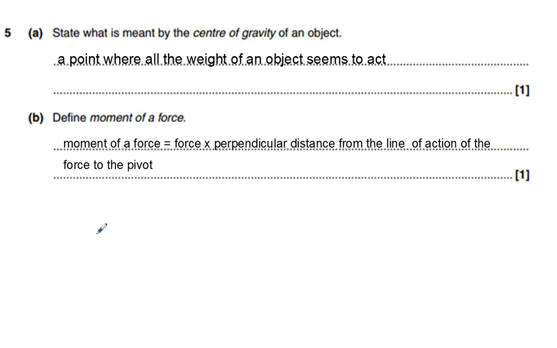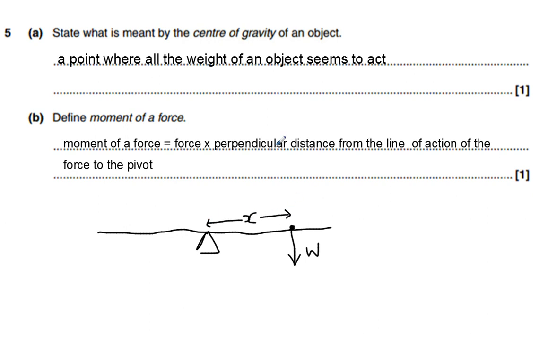Let me just draw a picture to illustrate what I mean. So if this is a seesaw and you have an object here, there's going to be, in this case, a weight force exerted down here. Okay, the line of action is this line along which the weight force acts, and then the perpendicular distance from that line of action to the pivot will obviously be, in this case, just this distance here.